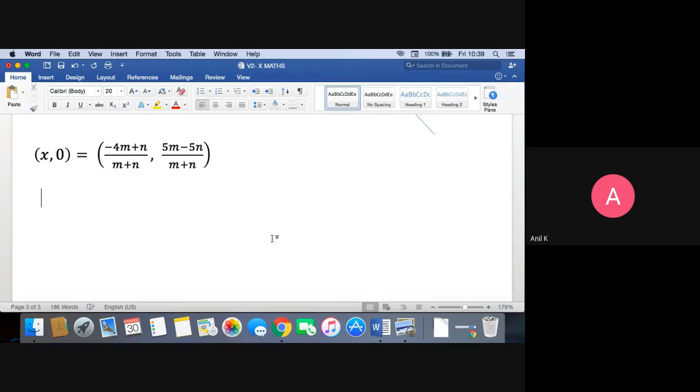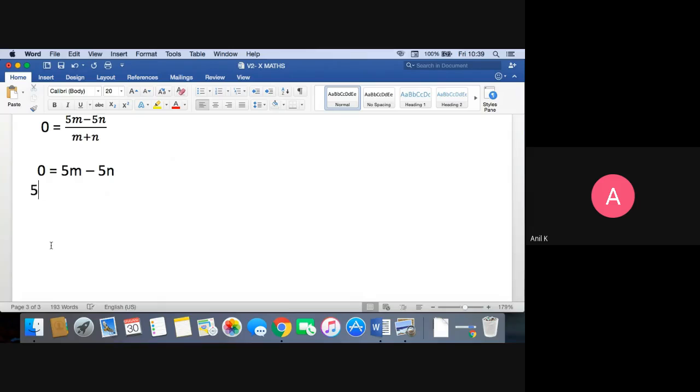If 2 points are equal, then the corresponding values are also equal. So what I make equal here is the 0. I make the y coordinates equal instead of x because it is easy for me to find out. So 0 equals 5m minus 5n upon m plus n. When I do cross multiplication, the m plus n in the denominator multiplies with 0. So 0 equals 5m minus 5n. Then I get 5m equals 5n, then m equals n.